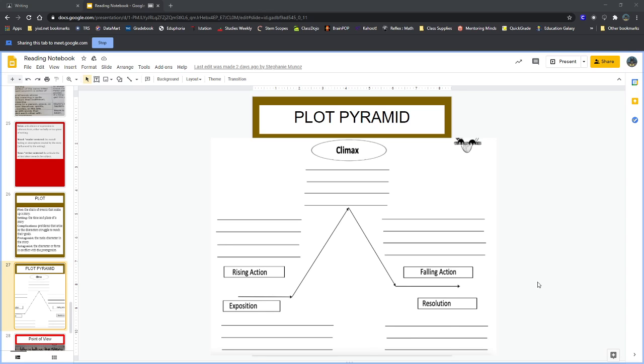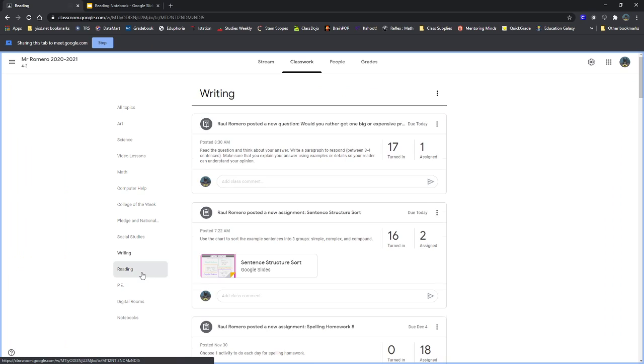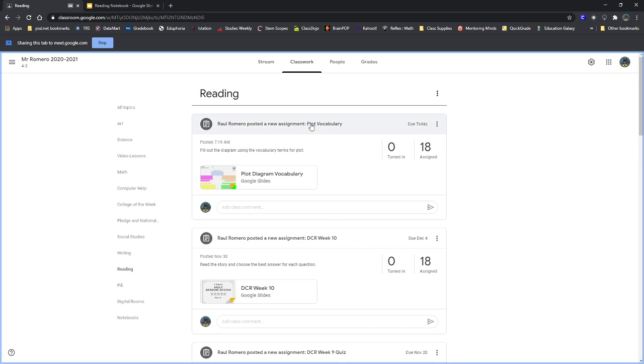But you're right, Brianna. We're gonna go ahead and work on our plot diagram. Okay. So what I want you to do is we're gonna go to classwork. We're gonna go to reading, and you're gonna find this assignment, this plot vocabulary. We're gonna open that up. Okay, Jada. See you tomorrow. But we're gonna open this up because I know Jada has to go for the bus. But we're gonna open up our plot diagram, and we're gonna fill in these different parts of our plot. Okay?